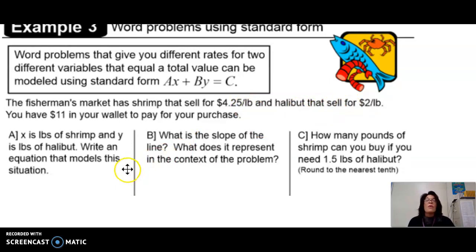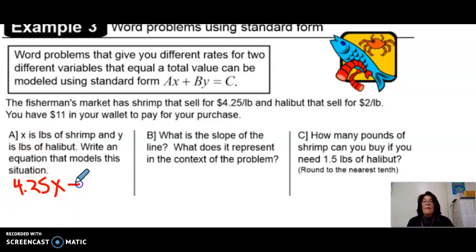You have 11 bucks in your wallet and you're supposed to bring some of each home, okay? So we're going to let X be the number of pounds of shrimp and Y be the number of pounds of halibut. To model this equation, I have $4.25 per pound for shrimp. If I have 1 pound of shrimp, it's $4.25. If I have 2 pounds of shrimp, it's $8.50, right?